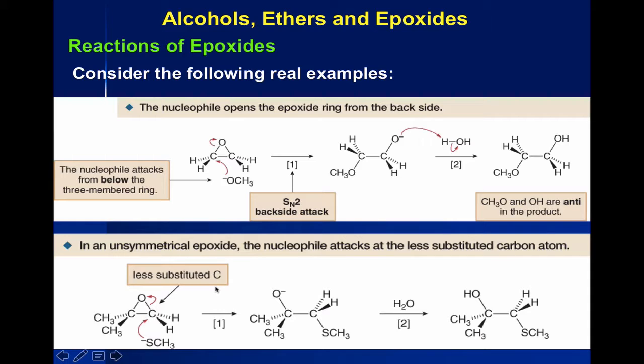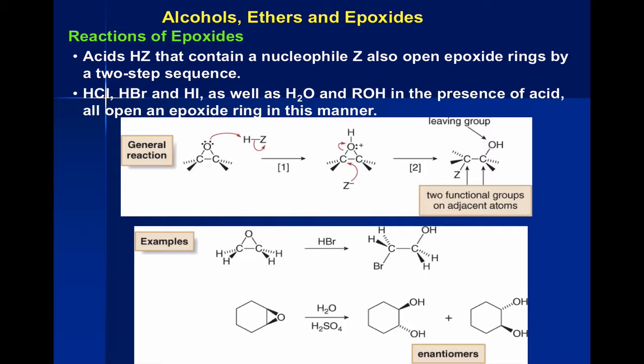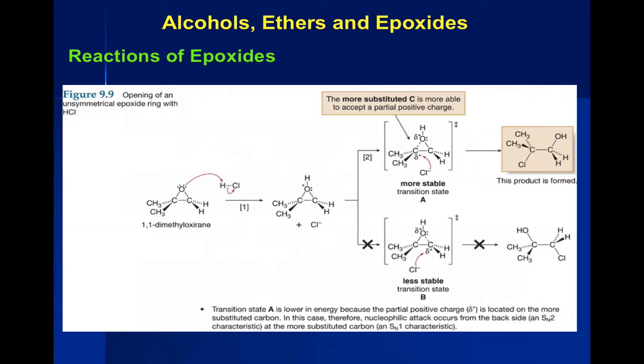Okay? So when we have an unsymmetrical epoxide, where one carbon is more substituted than the other, and we're under basic conditions, the nucleophile will attack the least substituted carbon. However, under acidic conditions, that's not true. Under acidic conditions, the nucleophile will attack the most substituted carbon. Okay? So let me see if I've got an example here. Yes, so if we look at 1,1-dimethyl oxirane, oxirane is another name for epoxide. The first step, just like with an ether or an alcohol in a strong acid, you're going to protonate that oxygen.